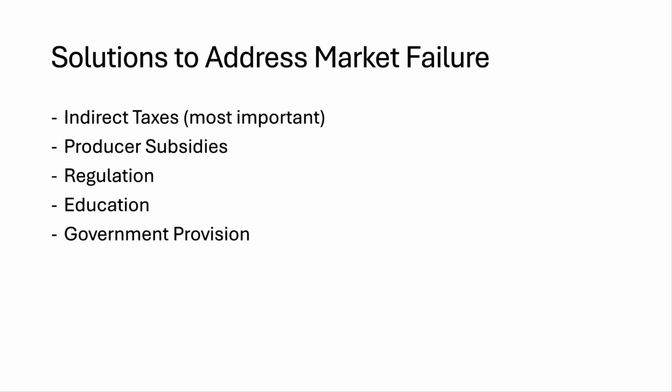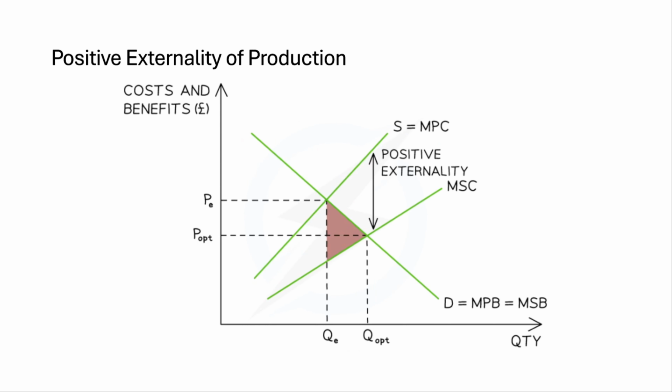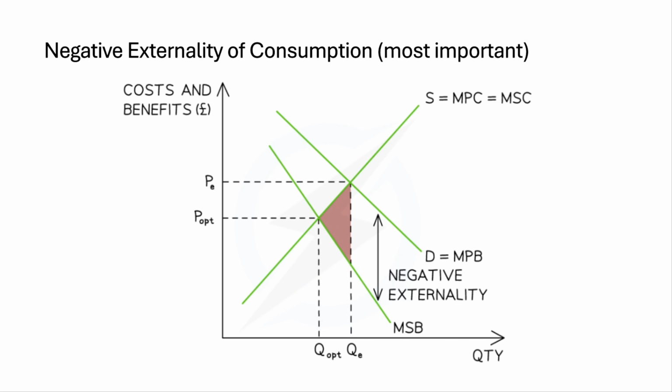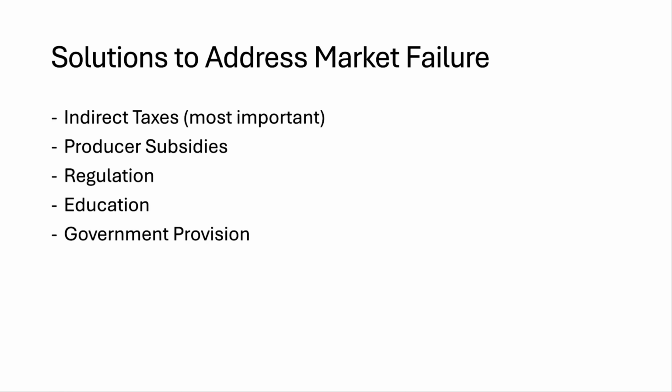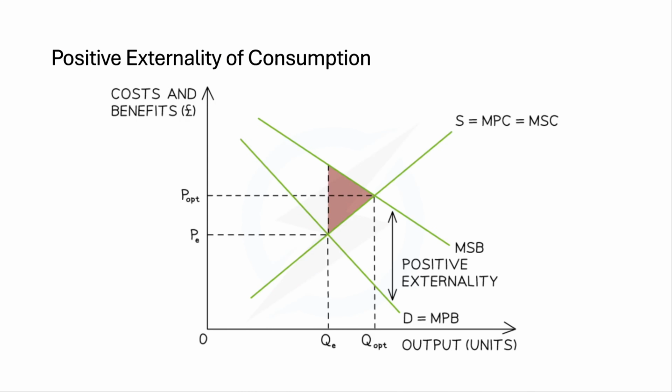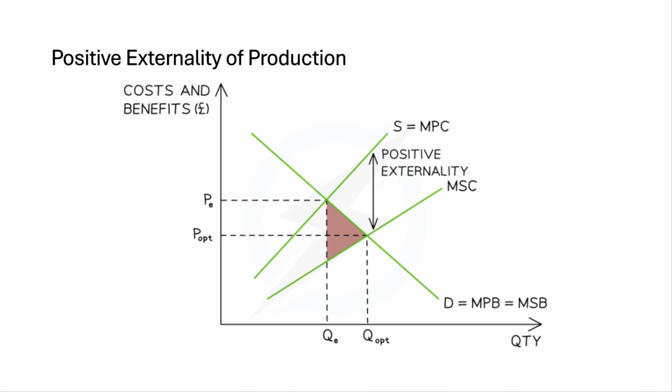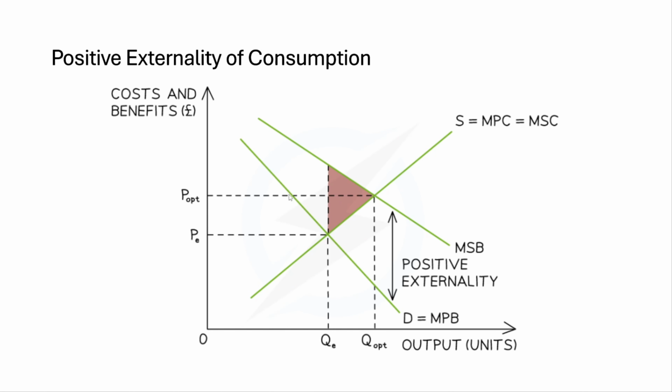So, solutions to address market failure. The most important one to remember is indirect taxes, right? Indirect taxes can affect negative externality of production and consumption, not positive externalities. It's really simple, it's just introducing a tax which shifts supply to the left and therefore brings the quantity closer to the socially optimal quantity. Subsidies can influence both positive externalities, so positive externality of production as well as consumption. Because when you introduce a subsidy, supply shifts to the right, or expands to the right, however you want to say it, and therefore quantity moves to Q-opt in both cases here.